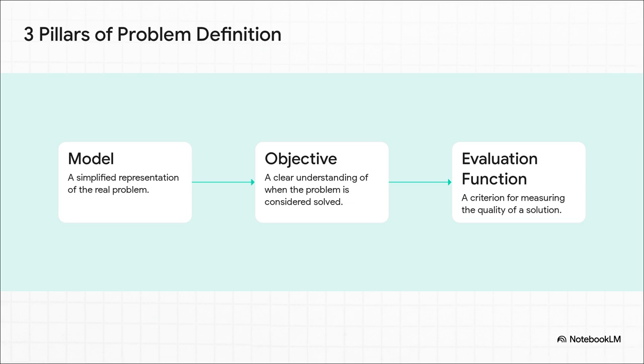First, we create a model, which is just a simplified version of reality. Think of it like reducing a word problem to a simple math equation. Next, we define a clear objective. What does success actually look like? Is it minimizing transfers on a flight or miles on a road trip? And finally, we need an evaluation function. That's our ruler for measuring just how good any given solution is. Without these three, our AI would basically be navigating without a compass.